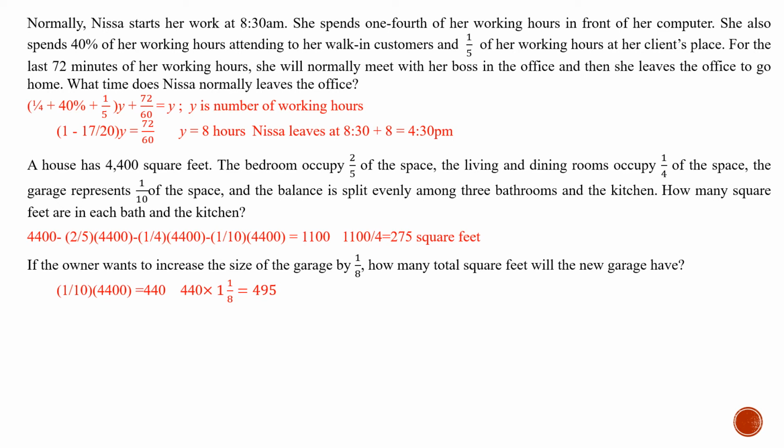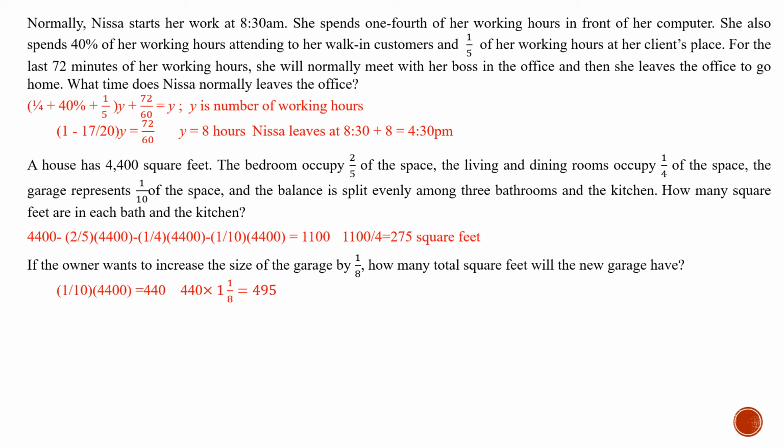A house has 4,400 square feet in total. Bedroom. So if you can see there, I'm doing it one by one. Bedroom occupies 2/5. Do you see 4,400 minus 2/5 of 4,400? Living room, now you minus again 1/4 times 4,400. And you minus again 1/10 times 4,400. And you will get the balance of it, all right, which is 1,100.